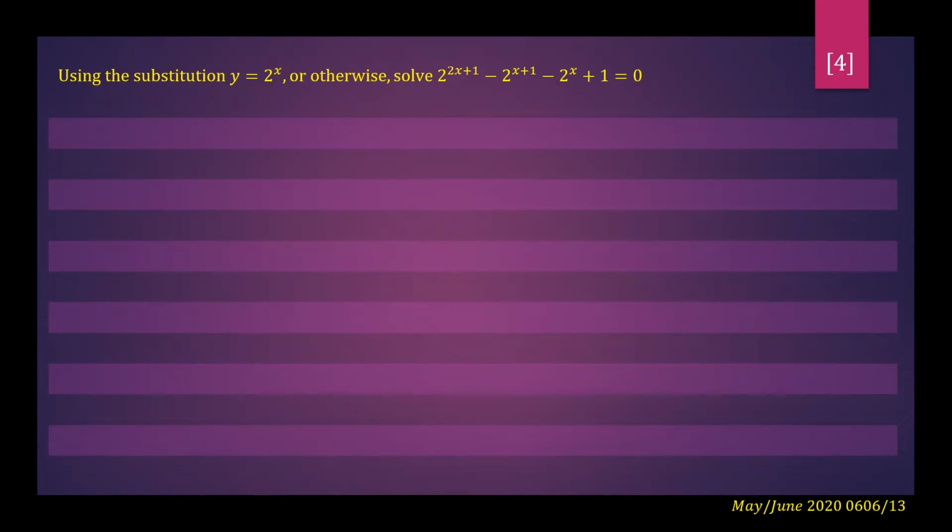This question will use the substitution y equals 2 to the power x, or otherwise solve the equation 2 to the power 2x plus 1 minus 2 to the power x plus 1 minus 2 to the power x plus 1 equals 0. So the first thing to do is write down a few useful formulas.